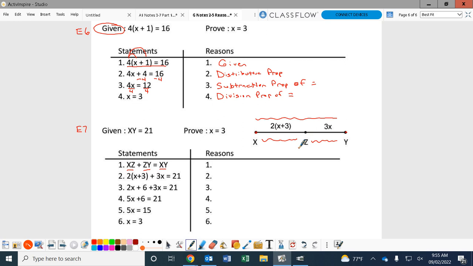Y'all got to know that. Segments are part of a line that have endpoints. It's one of the vocab we did already. These keep showing up. They'll show up the whole time. There's a good chance for you to see them. You got to know those vocab words. So here we go. It is called the segment addition postulate.